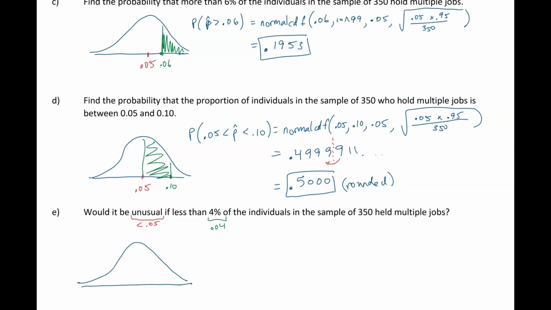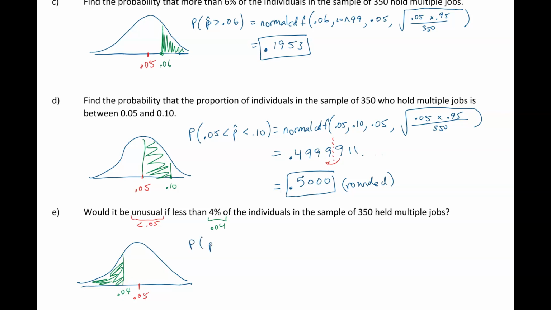We draw our same drawing, 0.05 in the middle, and we're looking at less than 4% or 0.04, so a little bit on the left. This actually might not be different. It might be the same as the 0.06. If you notice part C, we're sort of doing a mirror image of part C. I'm curious if it might come out to be the same answer.